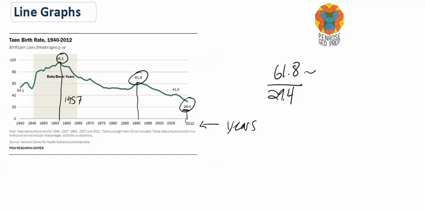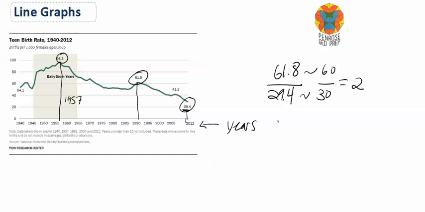So we can make this problem a little bit easier for ourselves. We can say 61.8 is about 60, and 29.4 is about 30. So now we have 60 over 30. And this is a pretty easy division problem now. So we can look at 60 over 30 and say that's 2. So we can say that the birth rate was about 2 times higher in 1991 than in 2012.